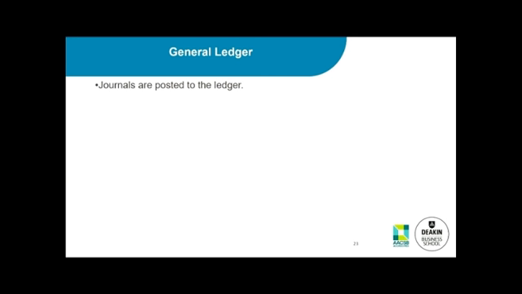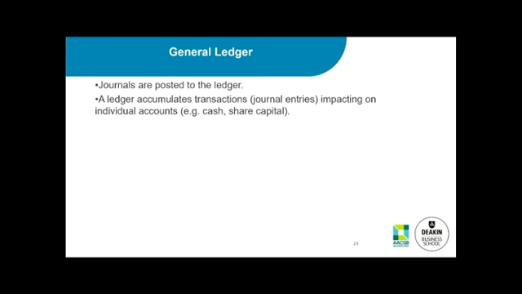Okay, let's continue. So now we're going to talk about the general ledger. So from the general journal, we make our postings to the ledger. So the ledger shows the accumulation of transactions from the journals, but it's broken down into the individual accounts as we mentioned earlier.